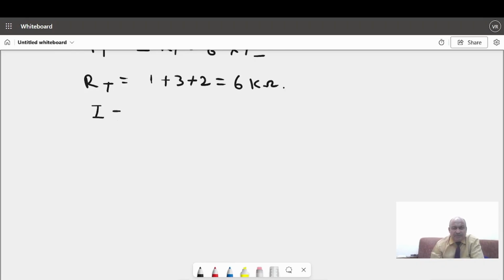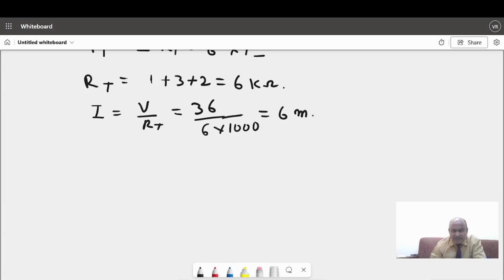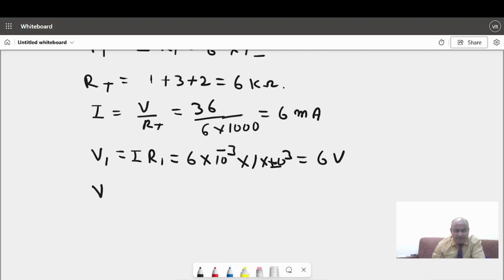So I is equal to V by R. I is equal to 36 divided by 6 into 1000, which is 6 milliamperes. With this, V1 is equal to I R1, that is 6 into 10 to the power of minus 3 into 1 into 10 to the power of 3, which is 6 volts. V2 is equal to I R2, 6 into 10 to the power of minus 3 into 3 into 10 to the power of 3, which is 18 volts.